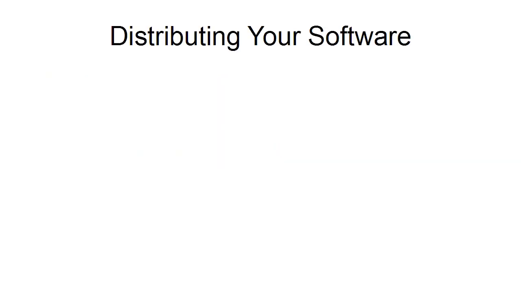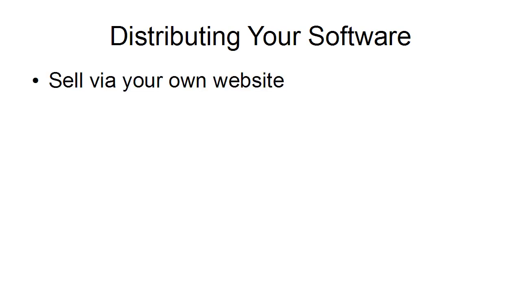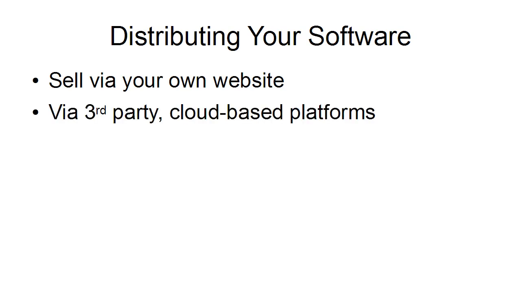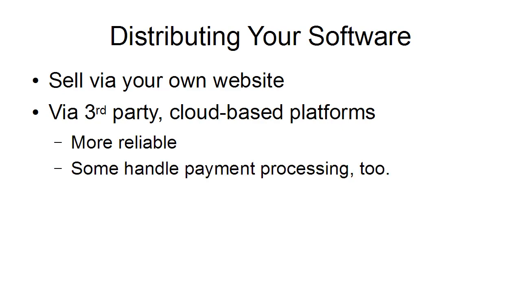Okay, let's talk about how you go about distributing your software. And there are several ways you can do this. The simplest way is, of course, to sell it via your own website. But you might find it more convenient to actually sell it via a third-party cloud-based platform. And these tend to be more reliable, and some handle the payment processing too.